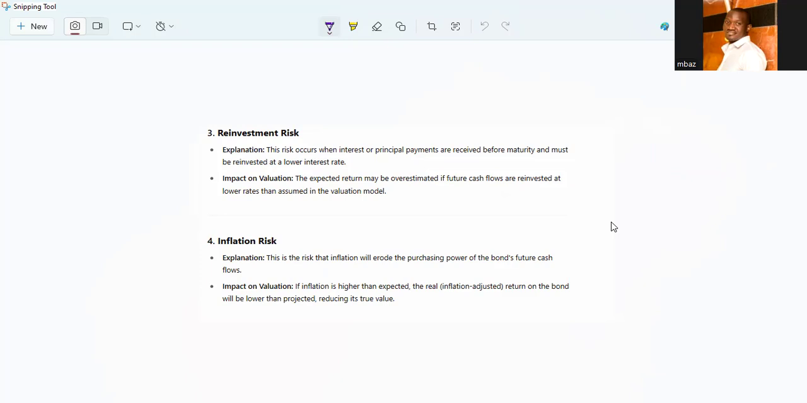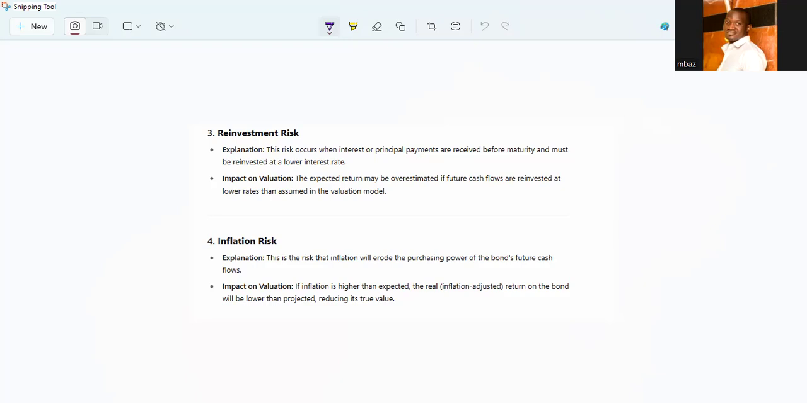You can also have the risk of inflation. Inflation risk is the risk that inflation may erode the purchasing power of the bond in the future. Those who have invested in bonds sometimes discover that before you buy a bond, you need to ask what the inflation rate is, because if inflation is higher than expected, the real return on the bond will be lower than projected.